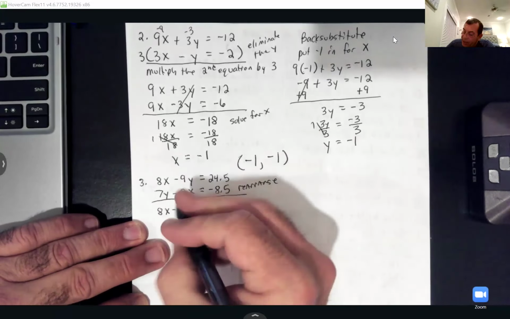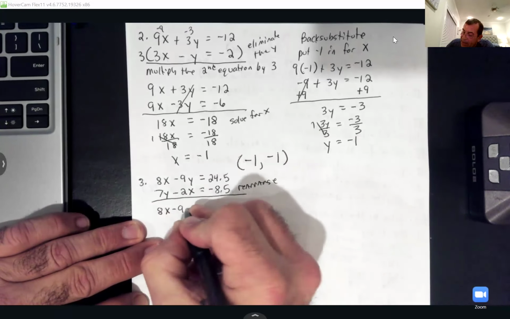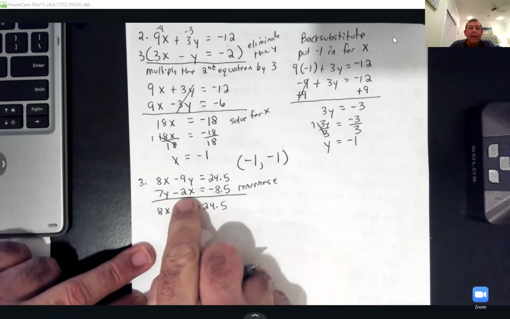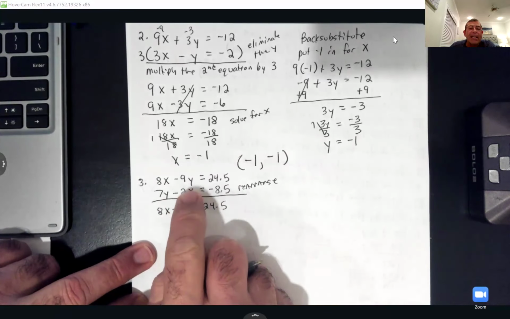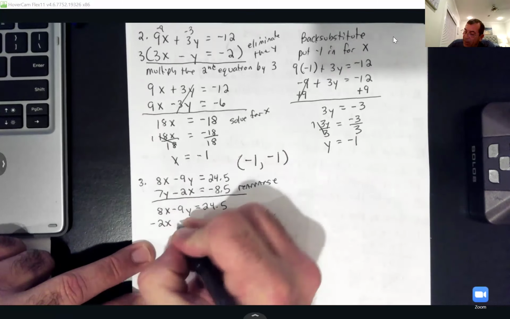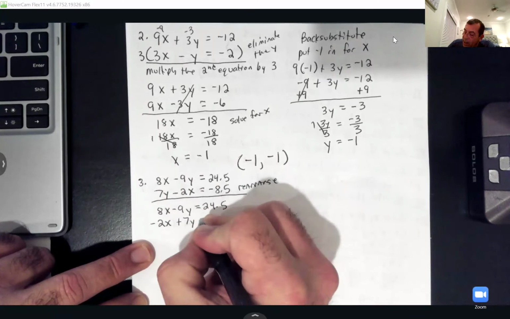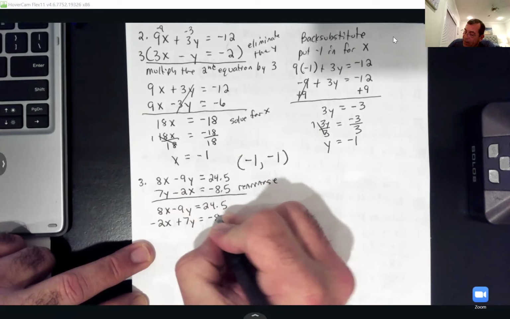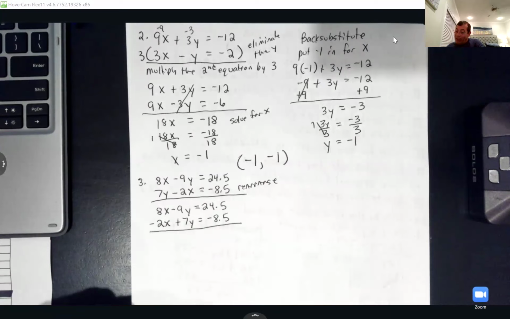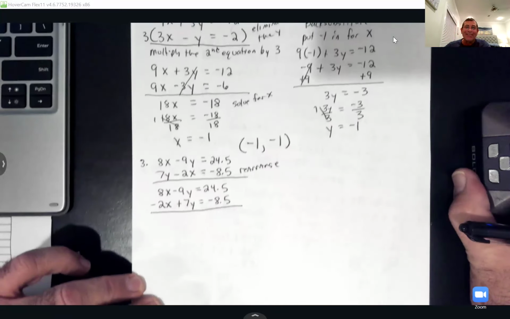So we'll have 8x minus 9y equals 24.5. Now make sure you keep the signs the same. So bring out the negative 2x plus 7y equals a negative 8.5. So good eyes on that, because y'all, this is just your third problem and you're saying that, so good job.